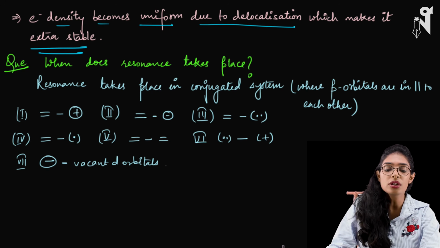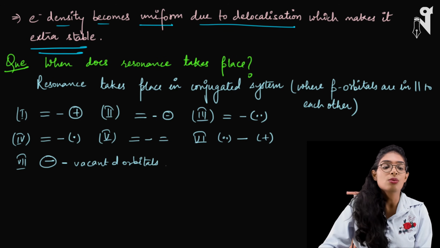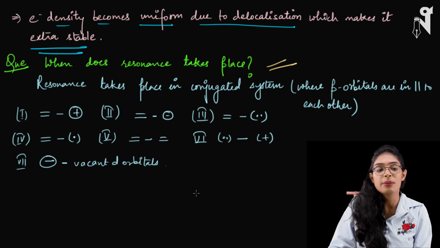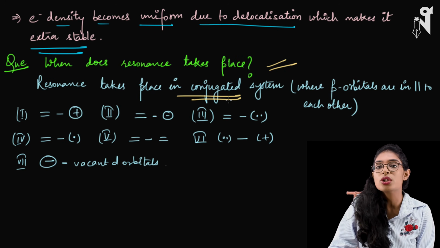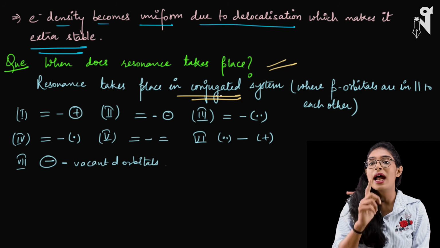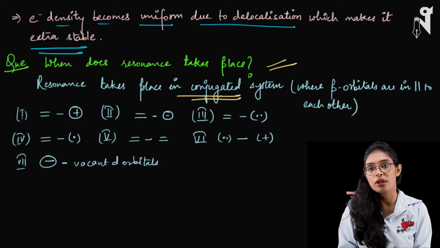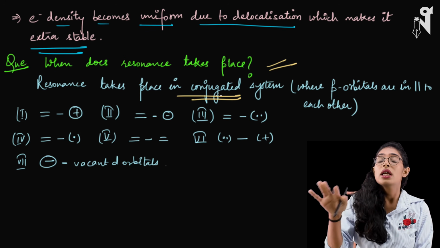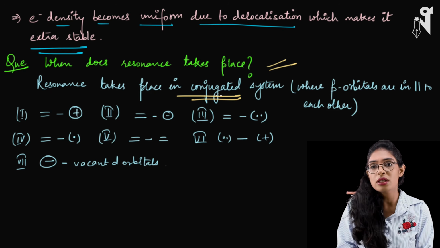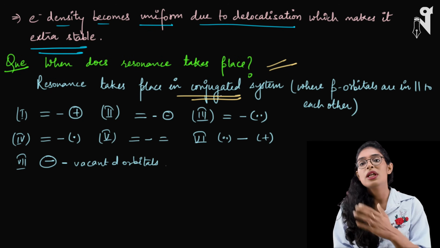Now, as I mentioned, resonance and conjugation go hand in hand. So what are the conditions when resonance can take place? Resonance can take place only in a conjugated system. What is a conjugated system? Where pi electrons get delocalized, and the p orbitals which are present should be parallel to each other, and all the atoms which are participating in delocalization, conjugation, or resonance must be in the same plane.